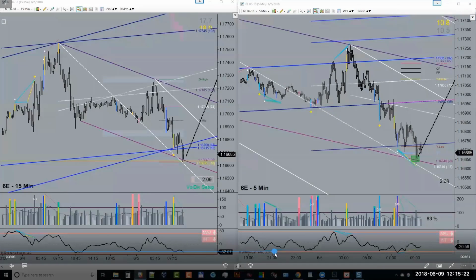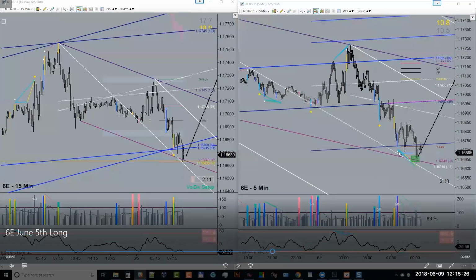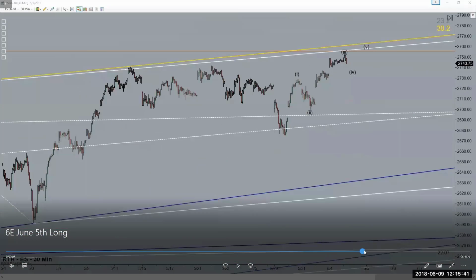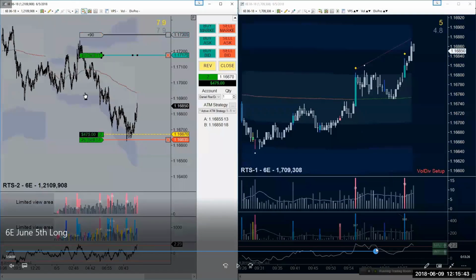So that's how it all comes together there, and that's what I was waiting for, that volume divergence signal right there, which you can barely see on this screen, but I'll show you now just to show you what happened here. Yeah, so that's it. That's where I got in here. By the time I got in, it had already kind of popped up a little bit.